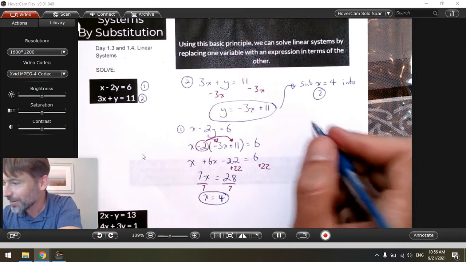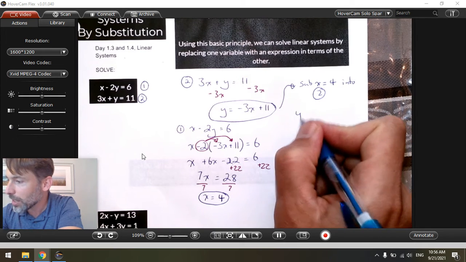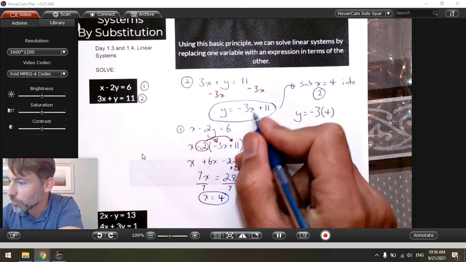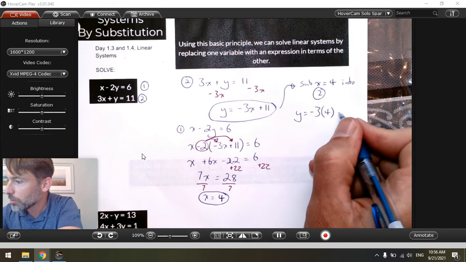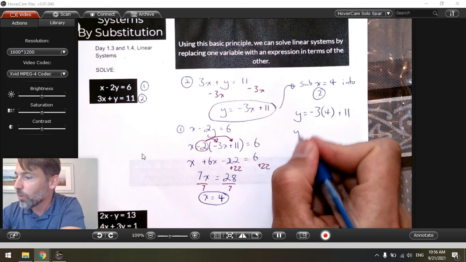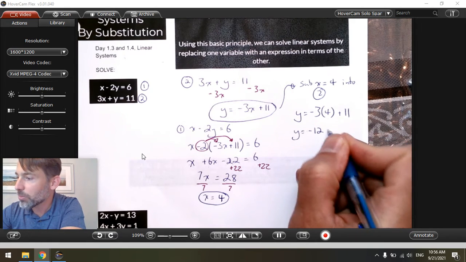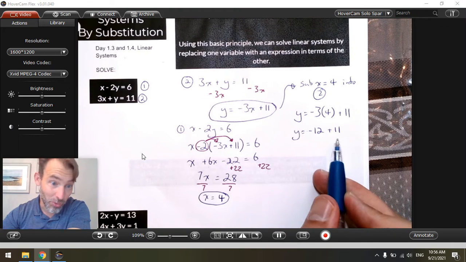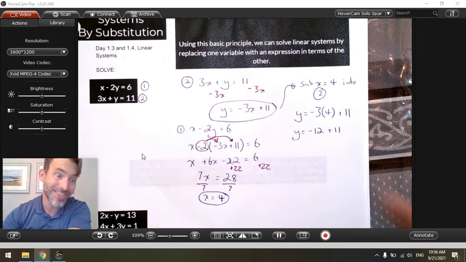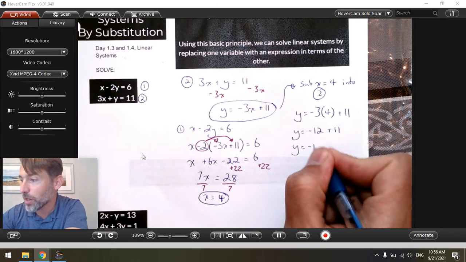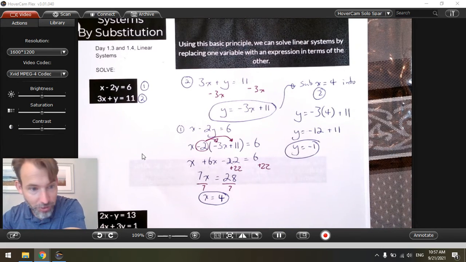Let's do that. Okay, so I have y is equal to negative 3 multiplied by 4, because that was x, but now it is 4, plus 11. Negative 3 times 4 is negative 12. Y is equal to negative 12 plus 11. If it was negative 12 yesterday, but today it's quite a lot warmer, it's 11 degrees warmer, it's still negative 1 degrees. It's still below 0. So y equals negative 1. Circle that. That's the other half of your answer.